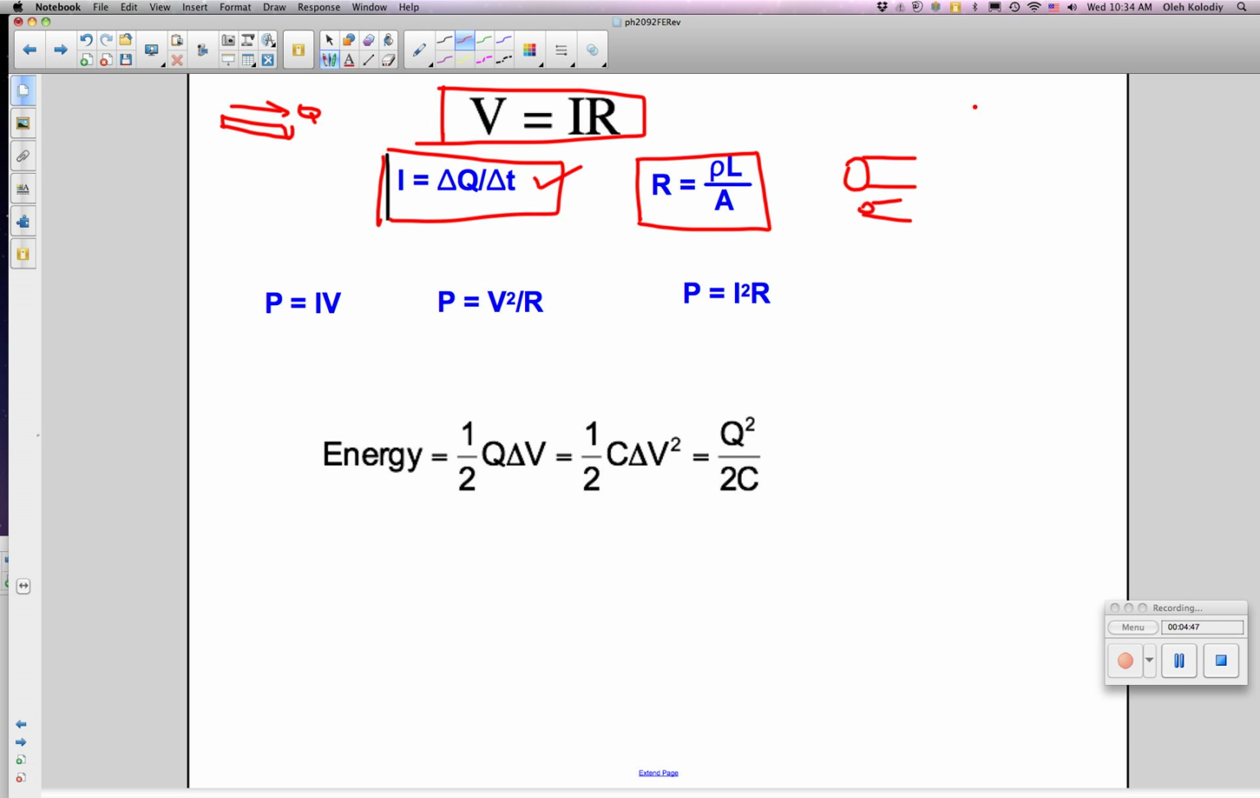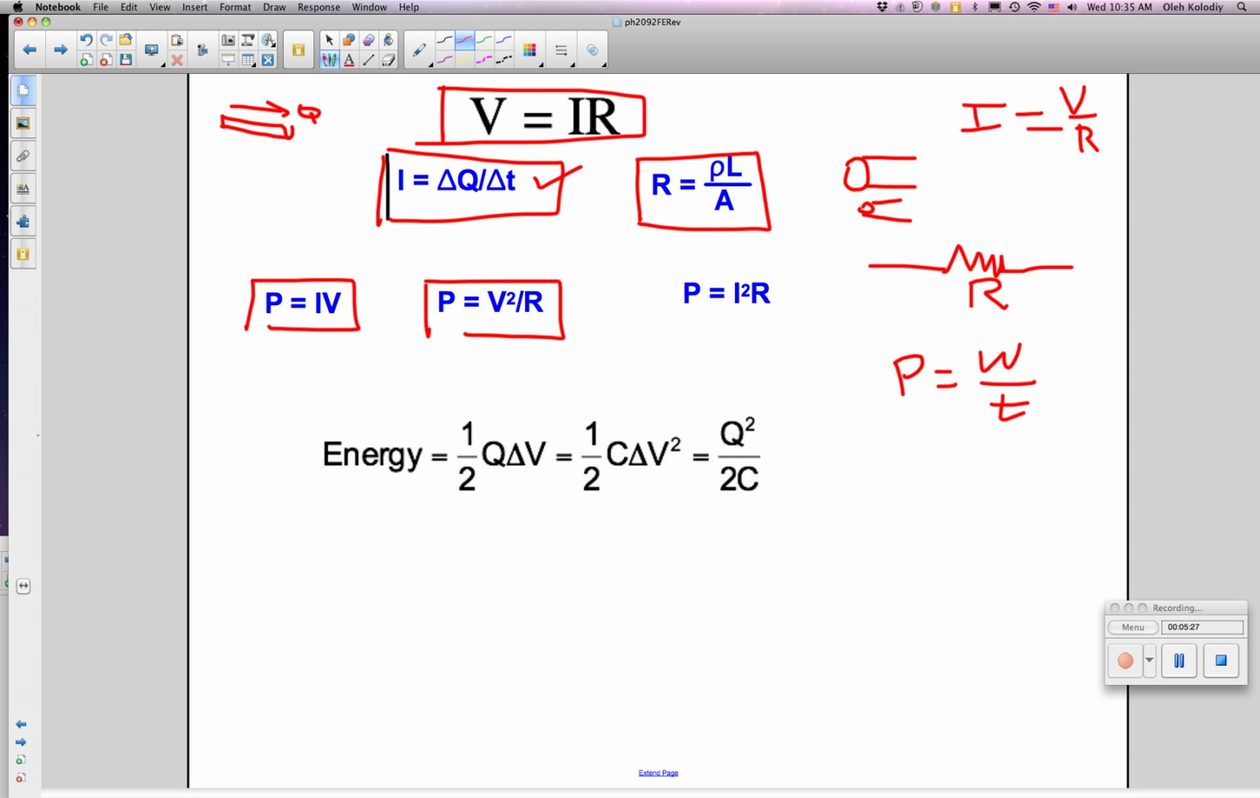So let's see if we can do some simple problems. The circuit is connected to a 9-volt battery with net resistance of 40.5 ohms. How much energy is dissipated by the circuit in a time interval of 1 minute? So basically we need to figure out the power, because the power tells me how much energy per second, and therefore in 1 minute the amount of energy is equal to the power times the time, which is 60 seconds.